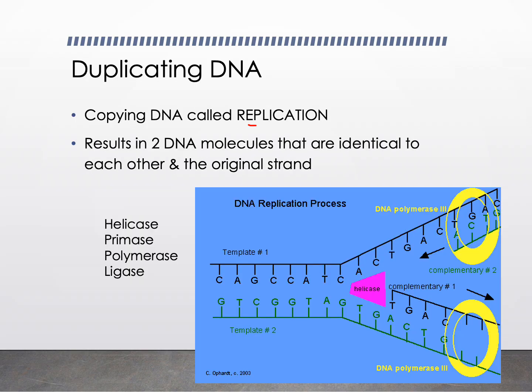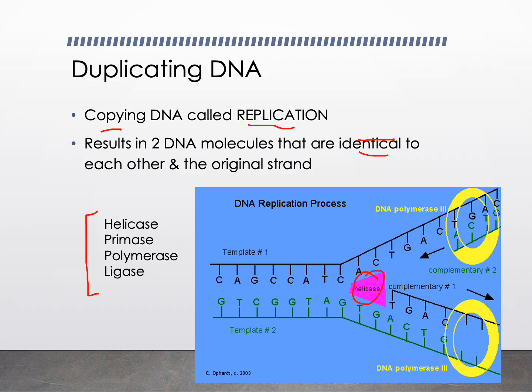DNA replication, that literally means making a copy of the DNA, and that copy needs to be identical to each other, and then they have to be identical to the original strand. And these are the four enzymes that we're referencing. There are many more. We're just simplifying this process for now. But again, you have your DNA.